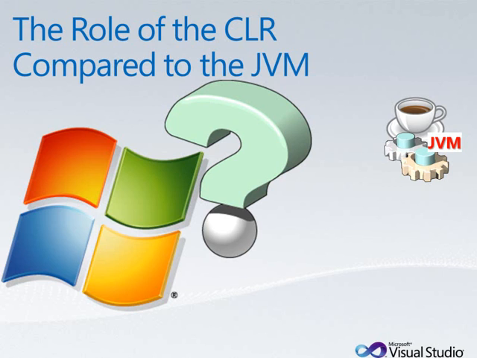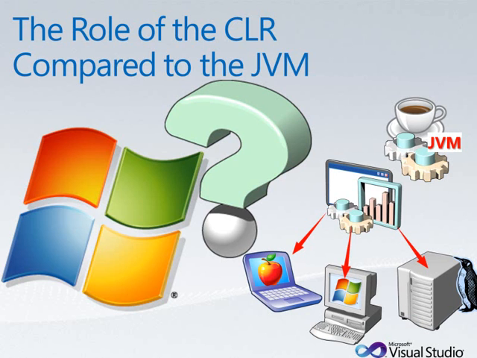In contrast, the original purpose of the JVM was to provide a platform for a single language, Java, that could run on almost any platform. The same Java application can run on any operating system that provides a JVM, and the results should be the same. Language interoperability was not originally a major concern.